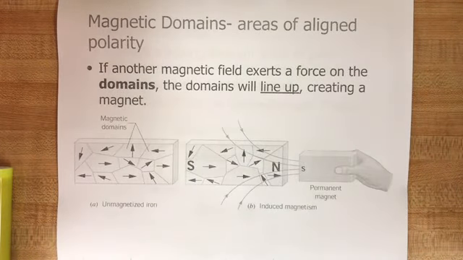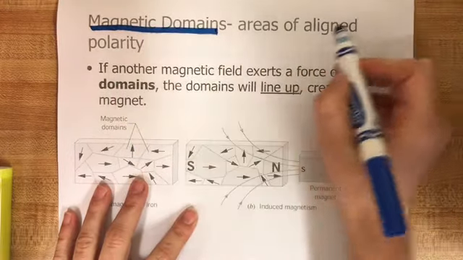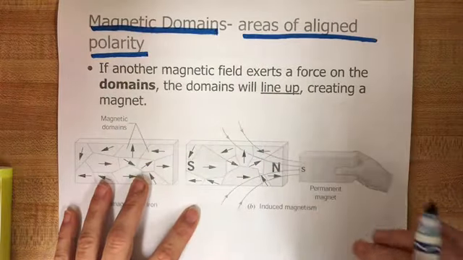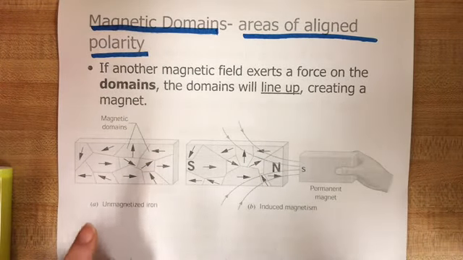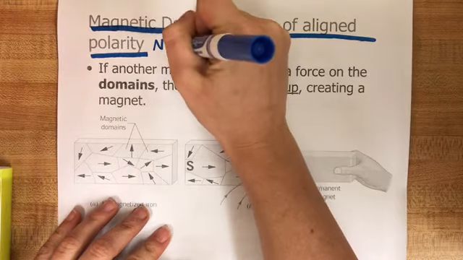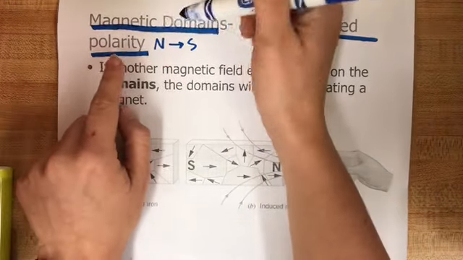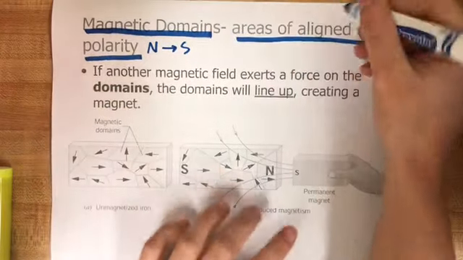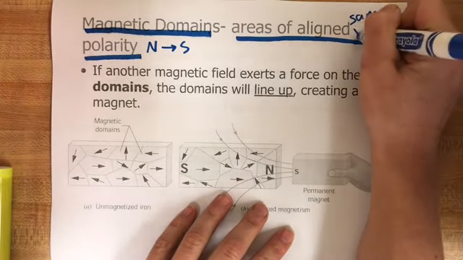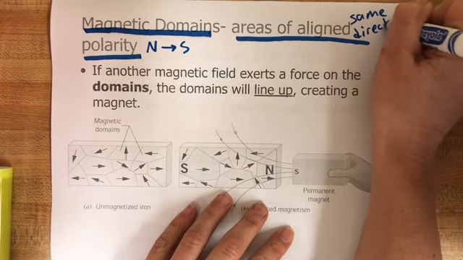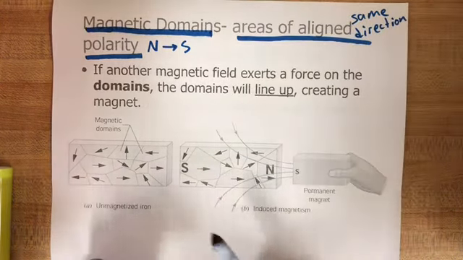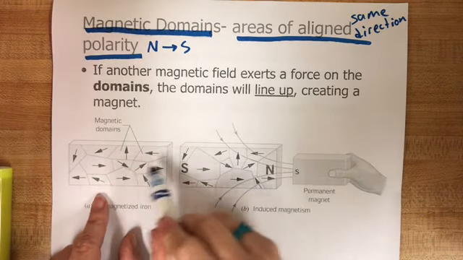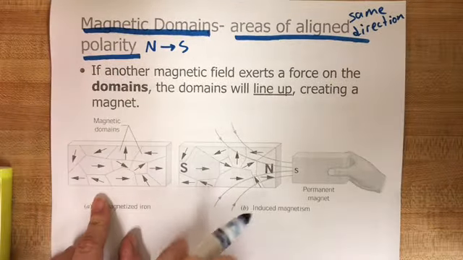Okay. Magnetic domains are areas of aligned polarity. What does that mean? Polarity means poles, so you have a north pole and a south pole. And to be aligned means they're all in the same direction. So this means if you have a magnet, if you have little pieces inside of that magnet, they have to be all within the same direction.